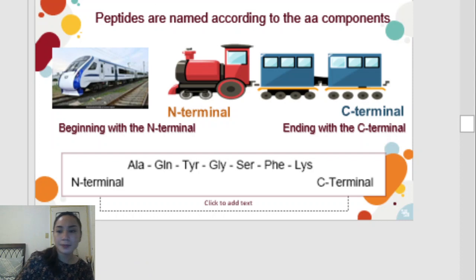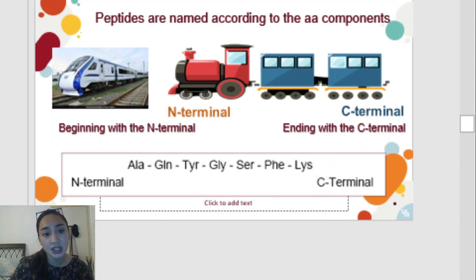So, we have this chain of amino acid. Meron tayong tinatawag na N-terminal and C-terminal. So, yung N-terminal is yung parang front ng ating train. So, beginning with an N-terminal and yung ending with C-terminal. Yung end ng train naman to, yung C-terminal. So, for example, ito yung ating amino acid chain.